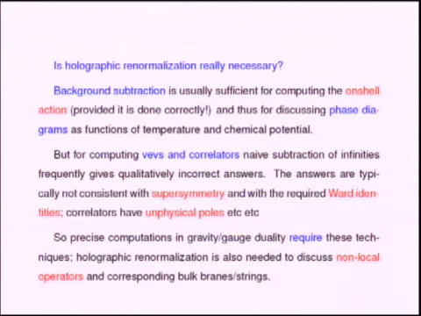If we want to go beyond this and compute things like VEVs and correlators, doing any kind of naive subtraction of infinities, not just rarely but frequently, gives qualitatively incorrect answers. Typically, the answers you get are not consistent with supersymmetry. They're not consistent with the required Ward identities. Correlators have unphysical poles, etc., etc. There are many things that go wrong. So, if you really want to do precise computations, you do need to use these techniques.